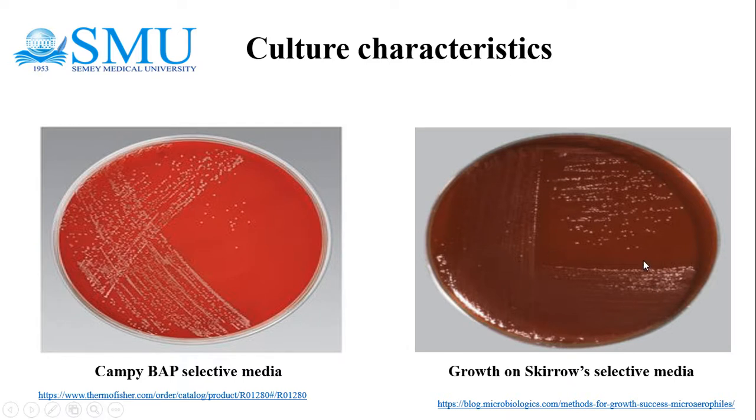And Butzler's selective medium, and Campy selective medium, which contains lysed blood agar and vancomycin, polymyxin B, and cephalothin. For culture conditions, inoculated plates are incubated in microaerophilic conditions, 5% oxygen, 10% CO2 and 85% nitrogen, with growth at 42 degrees Celsius. Thermophilic Campylobacter species, Campylobacter jejuni, coli, and lari, can be differentiated from Campylobacter fetus, which is non-thermophilic.